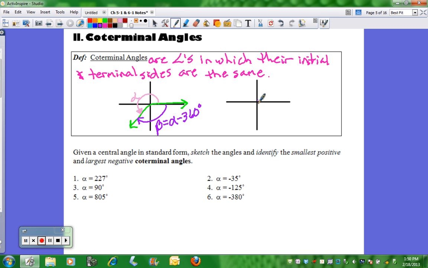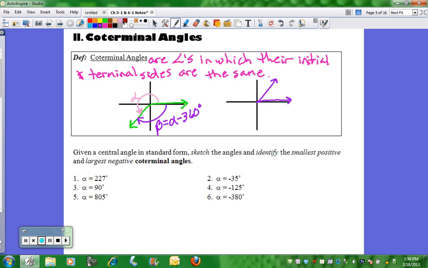All right, so let's do another one. Here's another angle, the central angle in standard position. I'm looking to see what my notes say that I'm doing here, so give me a second, okay? All right, so I'm going to put one here.